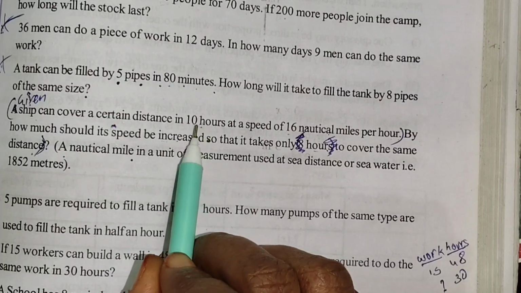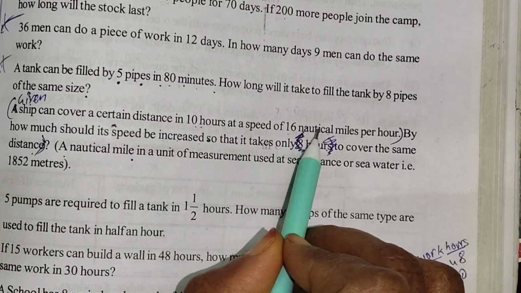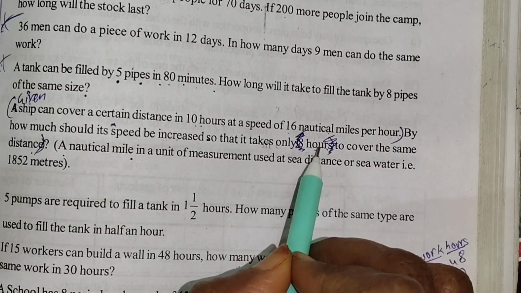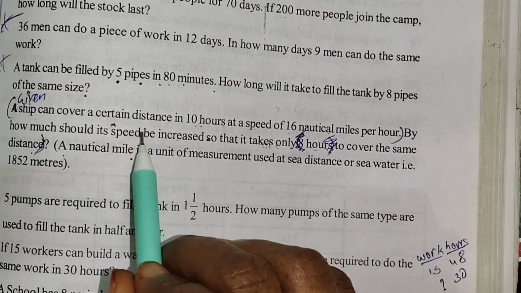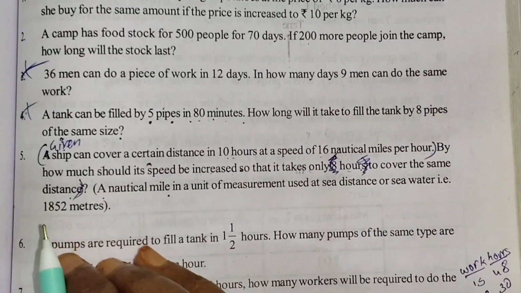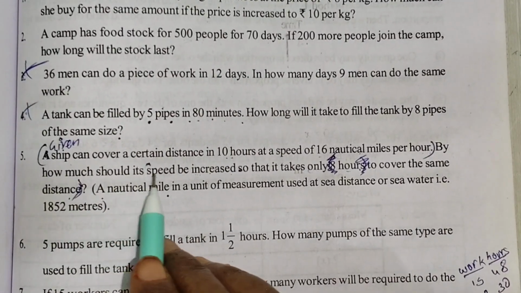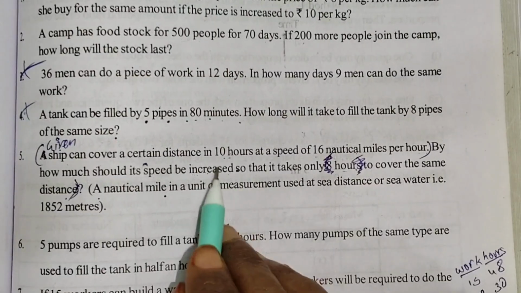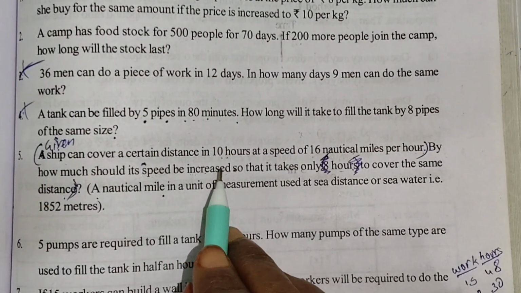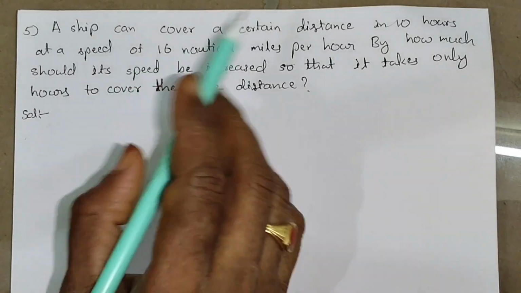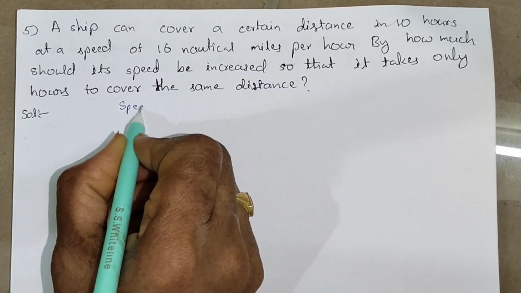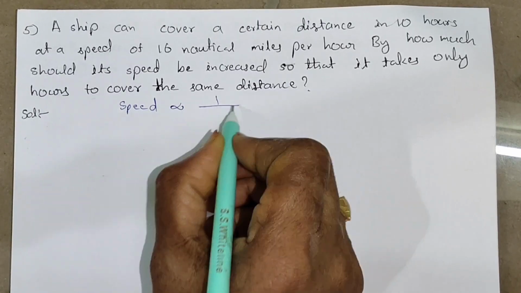So now here 10 hours, your speed is 16 nautical miles. So here speed is increased, here 8 hours time taken. So now here we find the speed. These two are inversely proportional. Here finally asking how much should its speed be increased. So we find that. Here speed and time, these two are inversely proportional. So speed is inversely proportional to time.